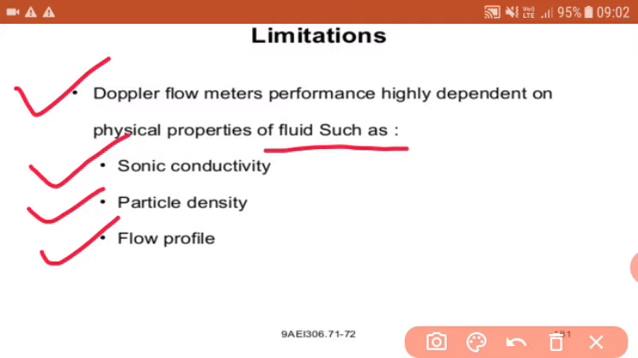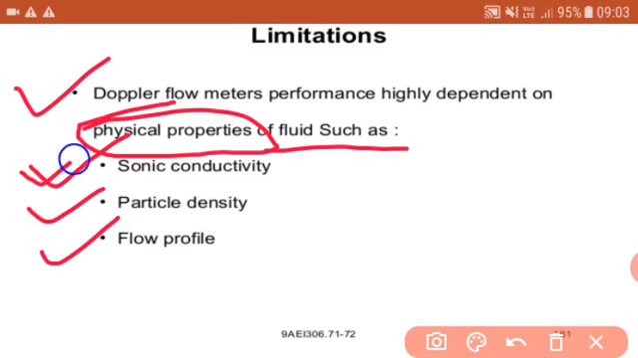So this can be considered a limitation or disadvantage. Its performance is highly dependent on the physical properties of the fluid. So what are the physical properties? They are sonic conductivity, particle density and flow profile. These are the limitations of this type of meter.